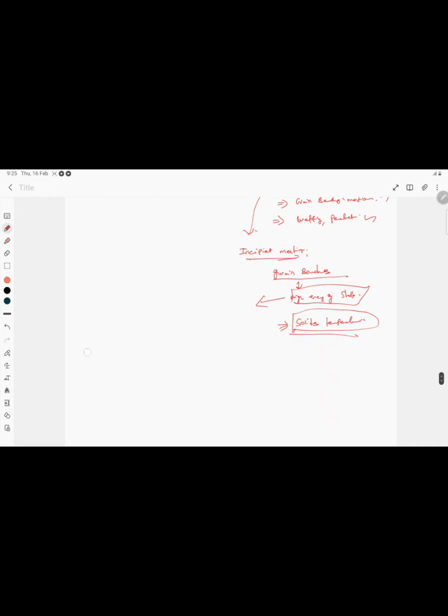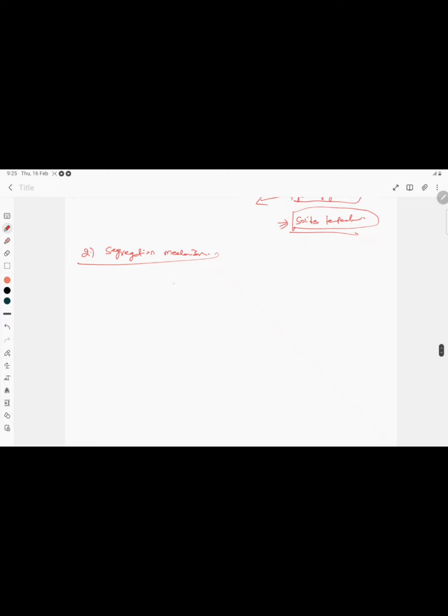Next we will see the second mechanism with respect to liquation cracking, that is the segregation mechanism. The segregation mechanism is mainly due to the presence of impurity elements like sulfur and phosphorus along the grain boundary of the partially melted zone. When the temperature is increased, these impurity atoms melt and it leads to the formation of a liquid film.